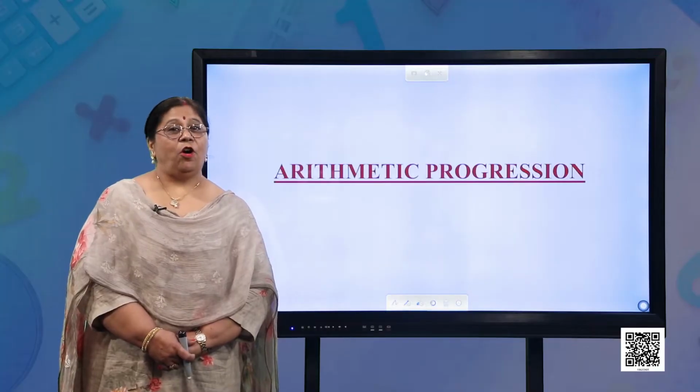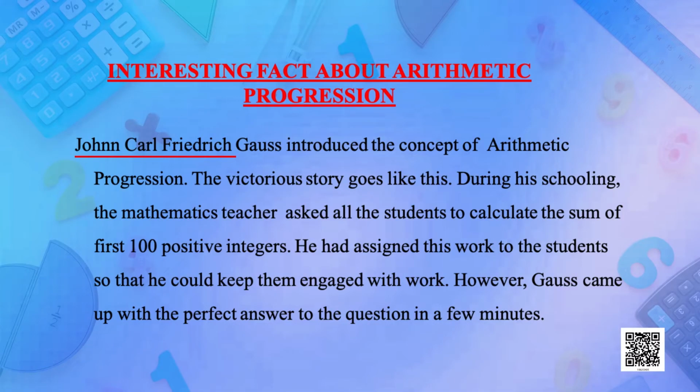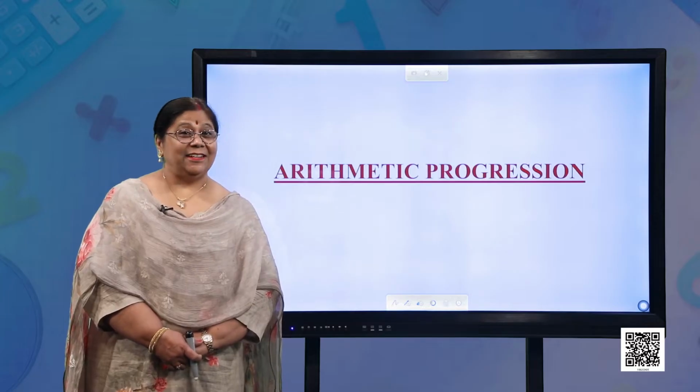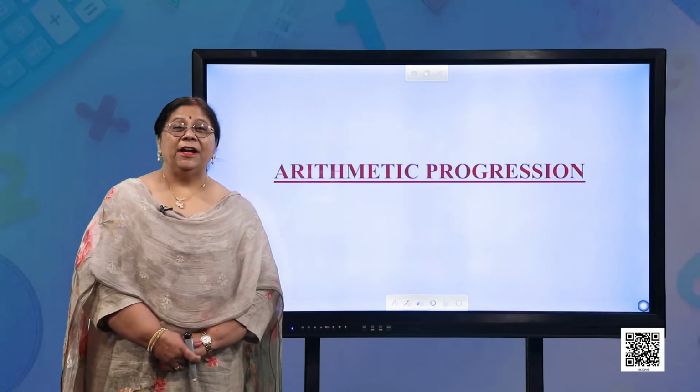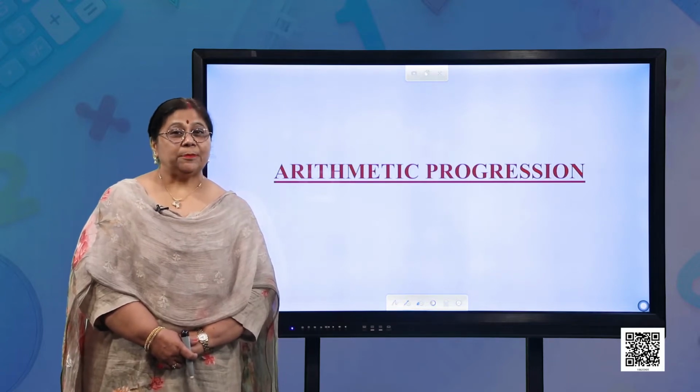John Carl Friedrich Gauss introduced the concept of arithmetic progression. The victorious story goes like this: during his schooling, the mathematics teacher asked all the students to calculate the sum of the first 100 positive integers. He had assigned this work to keep them engaged. However, Gauss came up with the perfect answer in a few minutes. When asked by the teacher to explain the procedure, Gauss explained it.